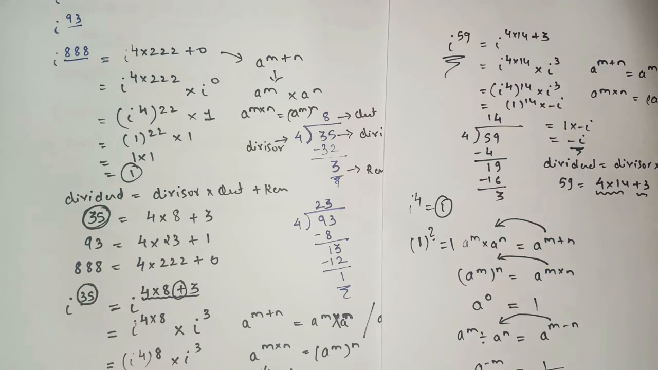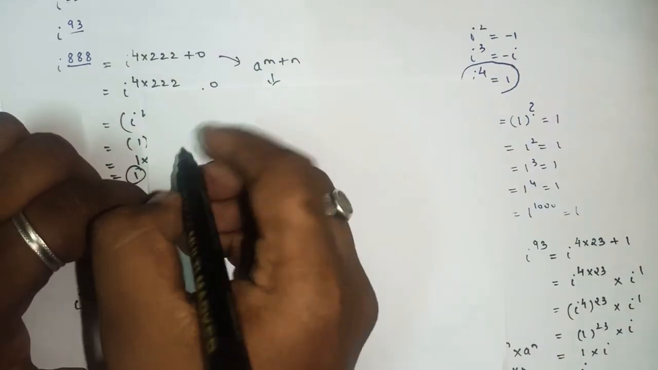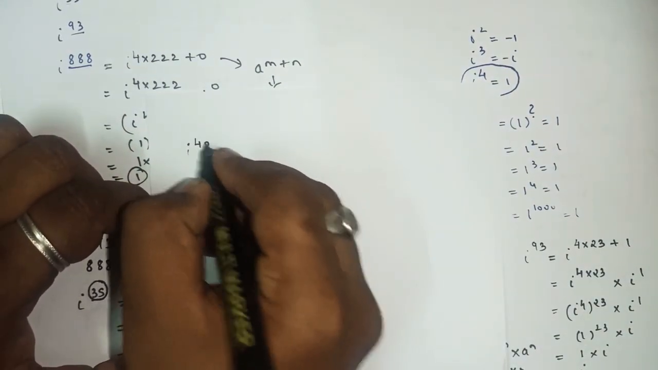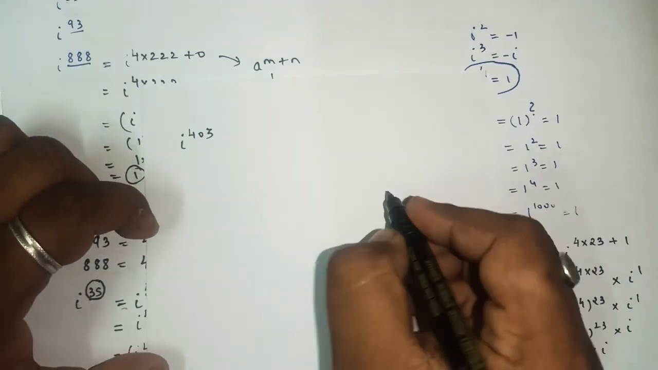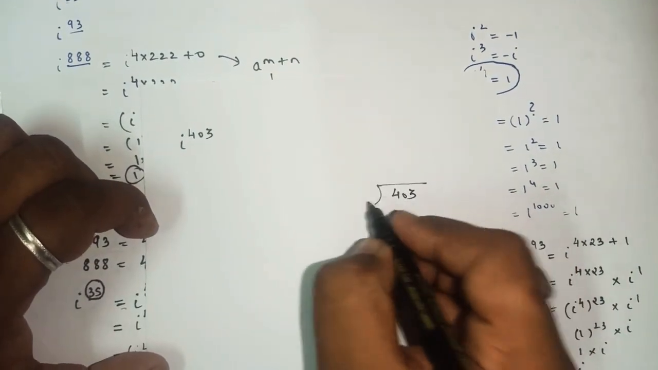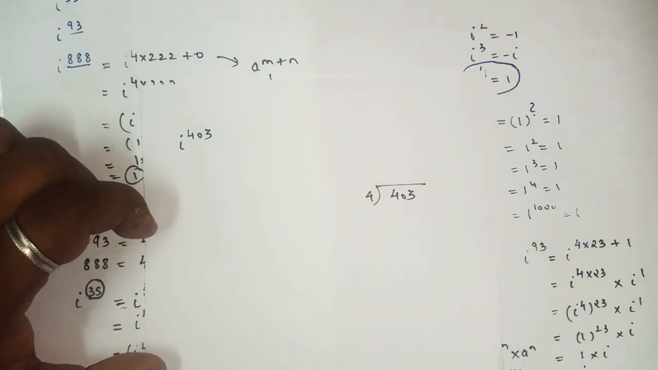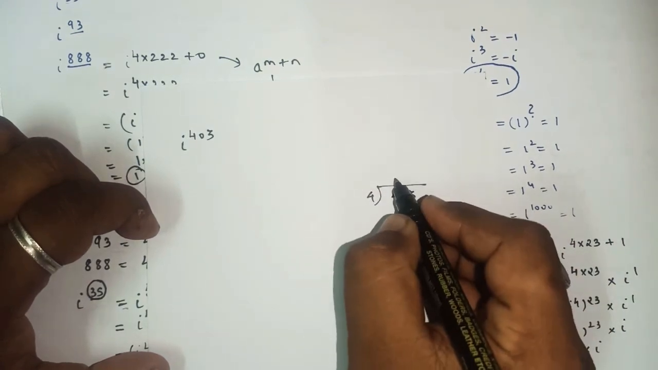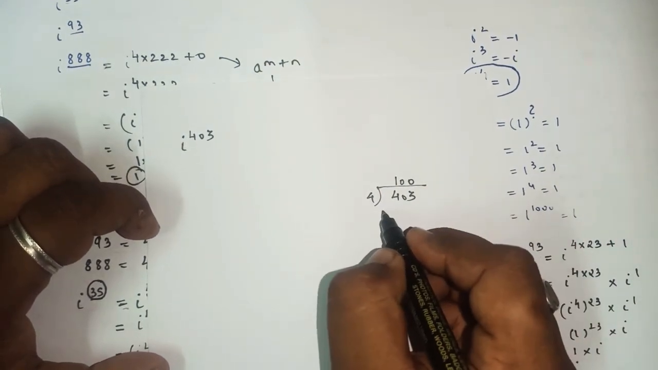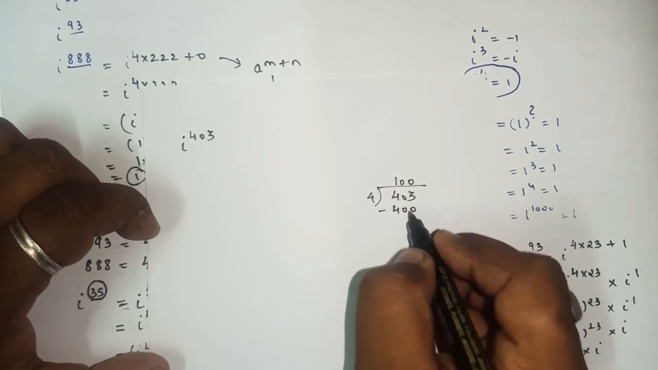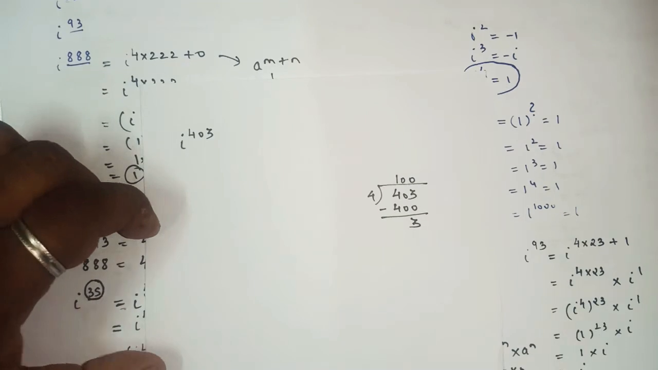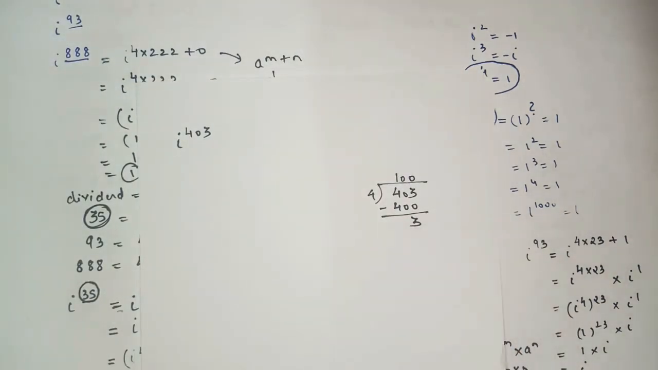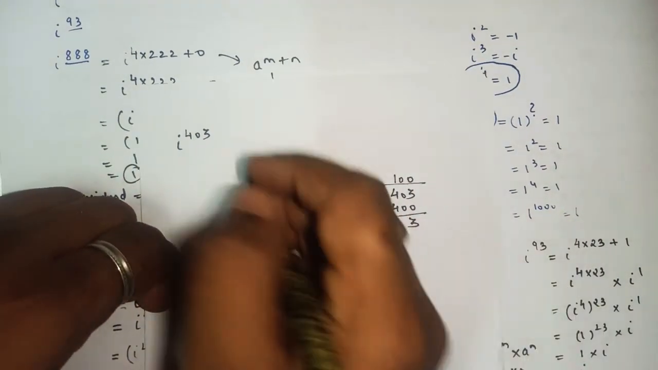Okay, so let's take a few more examples. Suppose you want to find i raised to 403. We'll divide this 403 by 4. Yes or no? So here, can I say 4 hundreds are 400? Yes or no? So here we're left with what? 3. So when you divide, you will get this answer. So 4 hundreds is 400, and here we are left with 3.